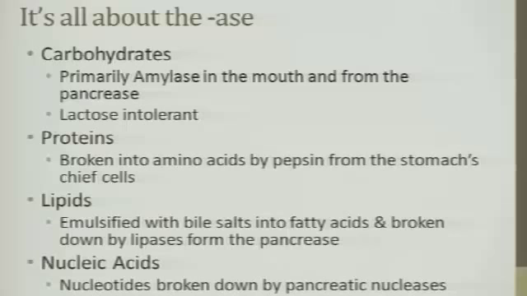Now lipids are emulsified with bile salts, and also broken down by lipases. So lipids are broken down by lipases from the pancreas. I don't know what happened there. Probably hit autocorrect. That should be pancreas. And that should be from as well.